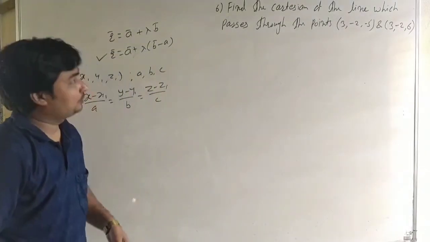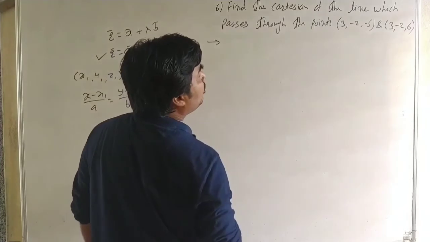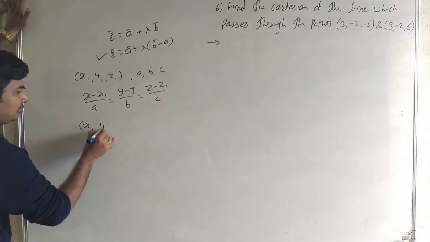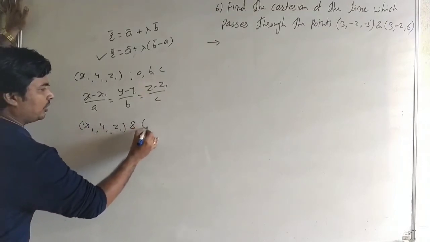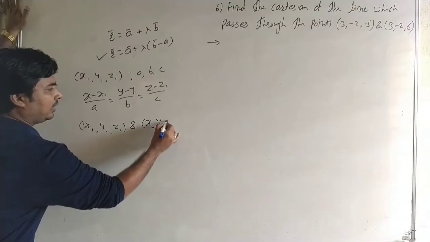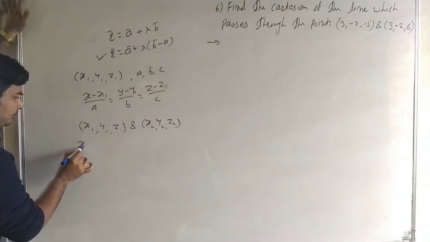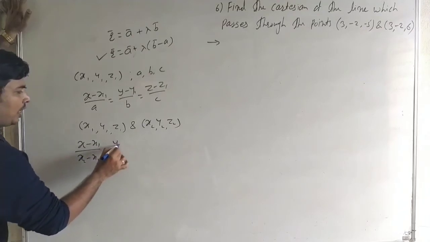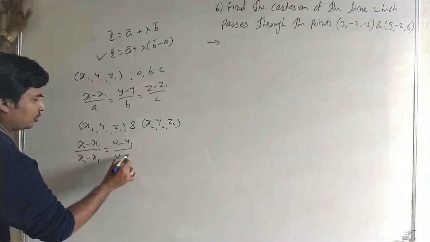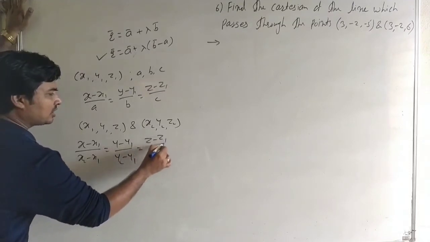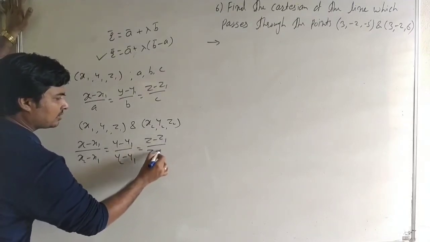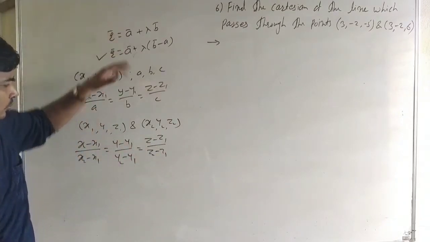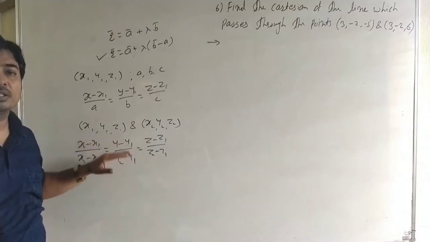Here it is given that the line passes through 2 points. See carefully, we know that the equation of a line passing through 2 points, when the first point is x1, y1, z1 and the second point is x2, y2, z2, is (x minus x1) upon (x2 minus x1) equals (y minus y1) upon (y2 minus y1) equals (z minus z1) upon (z2 minus z1). It is the Cartesian equation of a line passing through 2 points, while the earlier one is the vector equation of a line passing through 2 points.